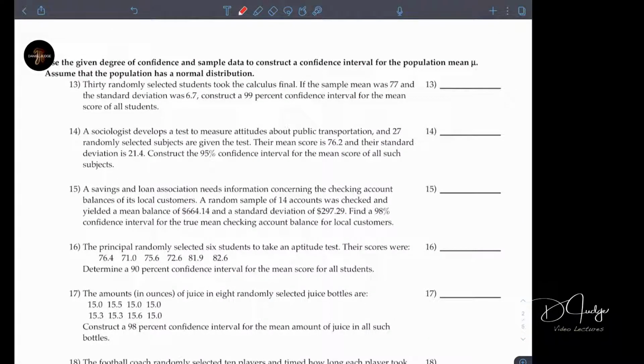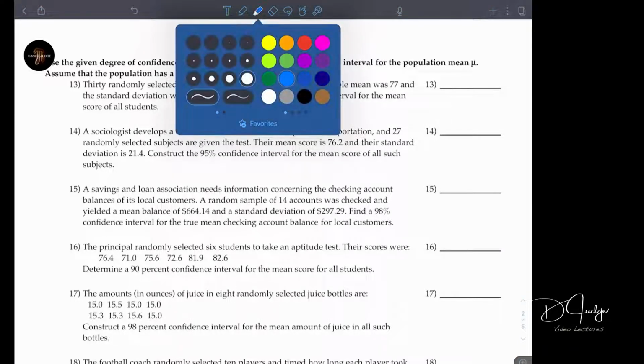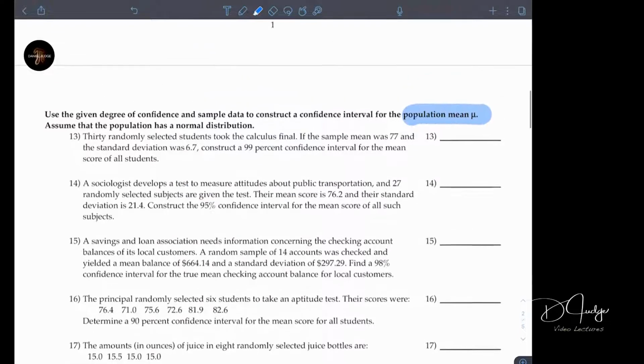Now let's take a look at number 13. What are they saying? Use the given degree of confidence and sample data to construct a confidence interval for the population mean mu. This is estimate mu now.